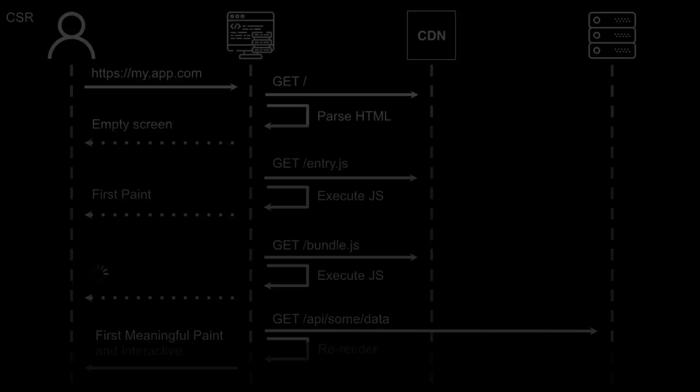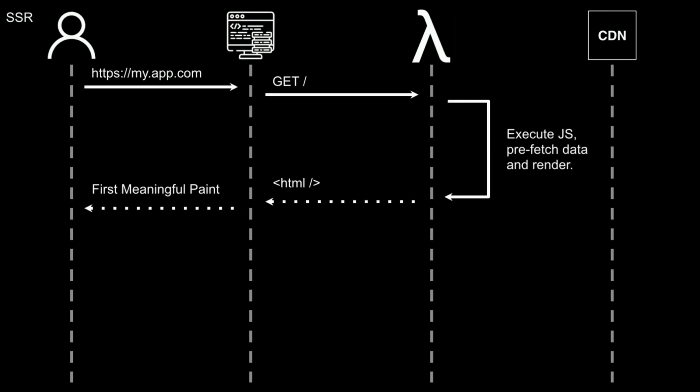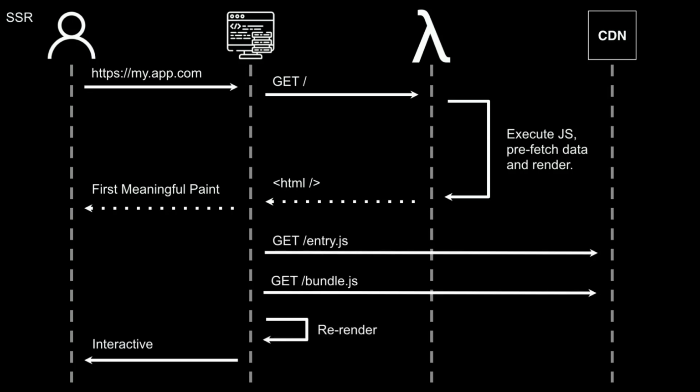What happens in server-side rendering is you call the app, and the browser goes to a server to get the response. That function executes the JavaScript, prefetches data, renders the application, and immediately returns HTML. So at the first response, you have the first meaningful paint. The time for first meaningful paint is faster in SSR. After that, you fetch all your bundles, and your page becomes interactive. So I wanted to visualize how that works.